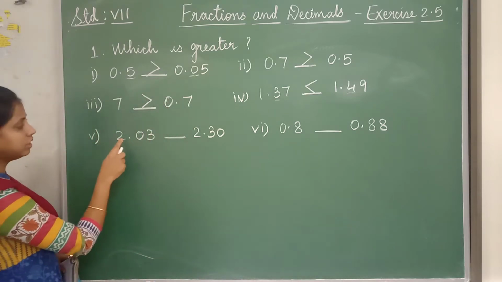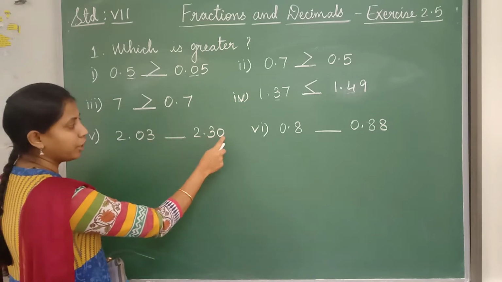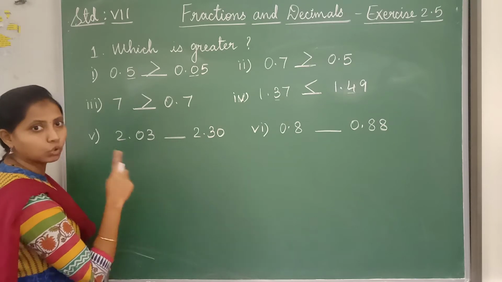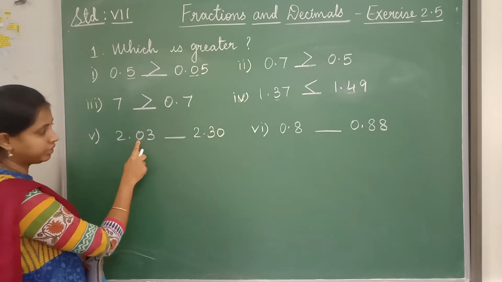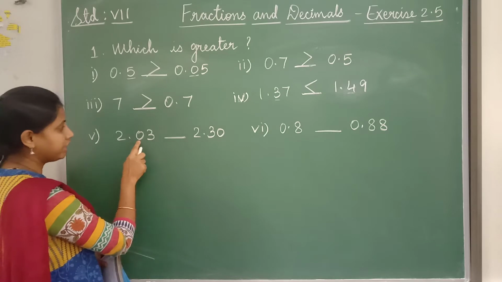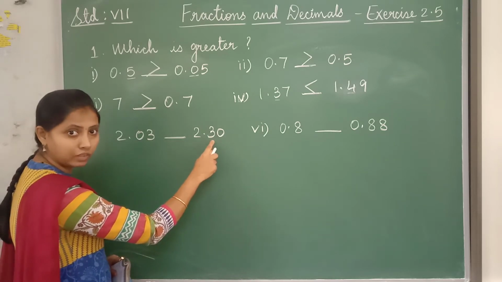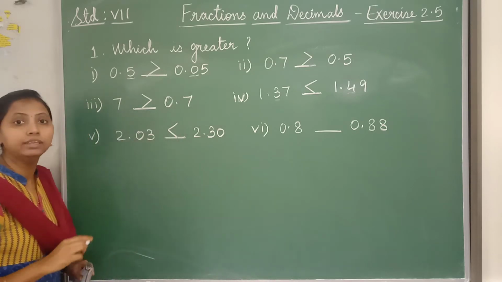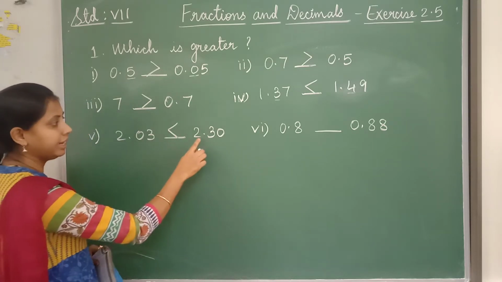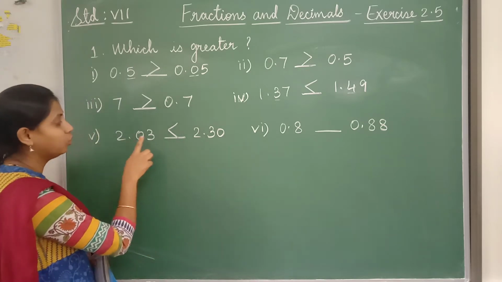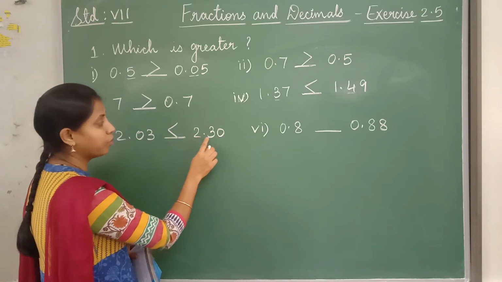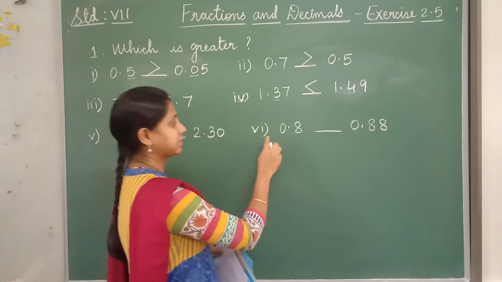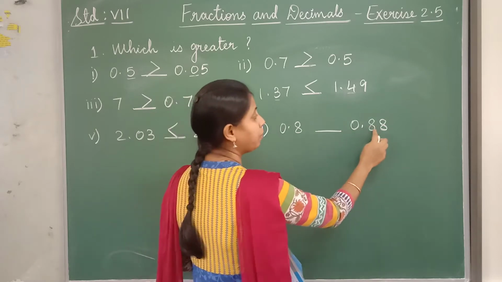Now in the fifth one you have 2.03 and 2.30. Now which one is greater? Now 2 is the same, so go to the next digit. Here after the decimal point is 0 and here is 3. So is 0 greater or 3 greater children? Yes, 3 is greater. So therefore 2.30 is greater than 2.03. Don't read this as 2.3. No, you have to read it as 2.30, and this as 2.03.